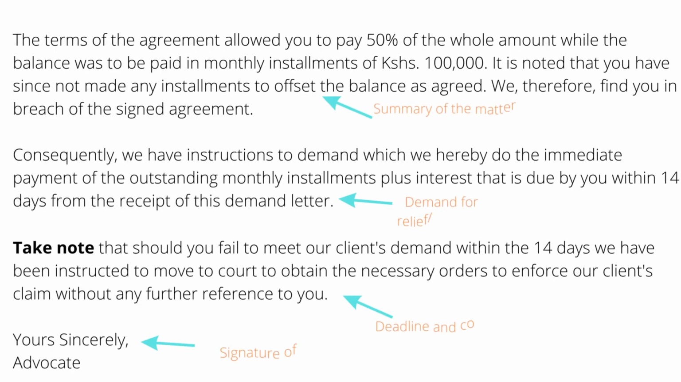And then you're giving a summary of the matter in issue, the terms of the agreement, which we continue to read. Terms of the agreement allowed you to pay 50% of the whole amount, while the balance was to be paid in monthly installments of 100,000. It is noted that you have since not made any installments to offset the balance as agreed. We therefore find you in breach of the signed agreement. So you've already informed this person of the issue and why you're writing this demand letter. You have given them the reason why they are wrong or why they are in default.